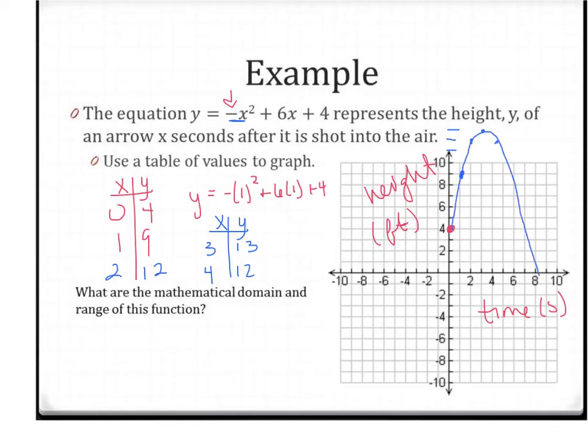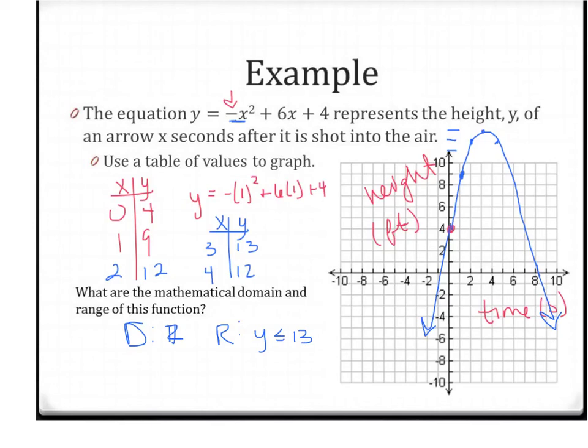Okay, so the mathematical domain and range of this function. For the actual equation, this is going to come down this way, this is going to come down this way. Your domain is going to be all real numbers. We're going left and right forever. Your range is going to be y's that are less than or equal to 13. So that is for the actual function.